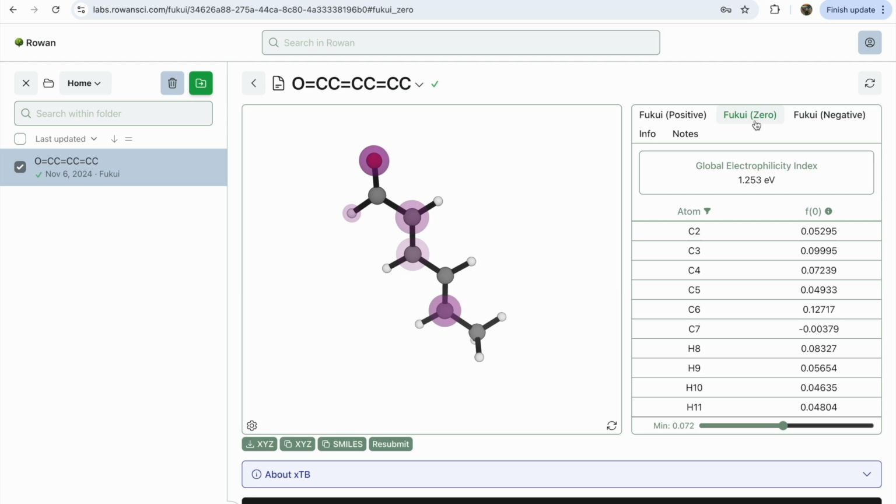If we look at F0, which represents reactivity towards radicals, again we can see that carbon 6 is predicted to be the most likely site for radical attack. And now if we look at the negative Fukui function, reactivity towards electrophiles, here we can see that now C2, this alpha carbon, is the most likely site of reactivity towards electrophiles, as opposed to the other carbons, which are slightly different in color. Although C6 still looks okay here as well, which is interesting.